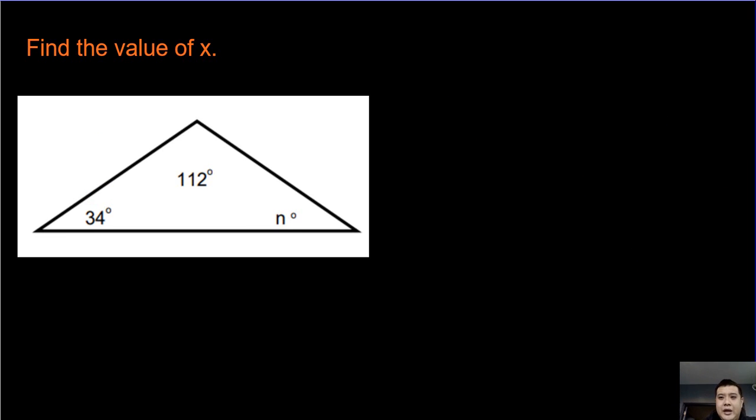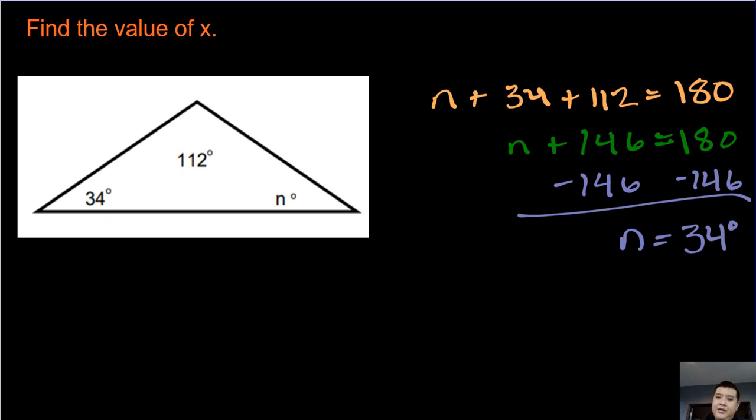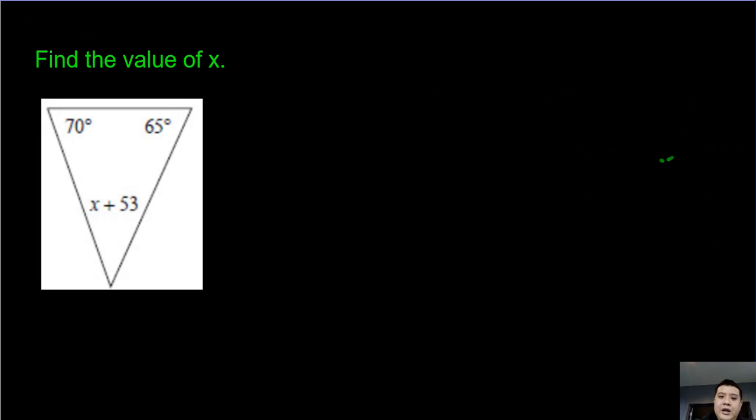Go ahead and try this one out on your own. What you should have found is that n equals 34. So this angle is 34 degrees, because both of these two angles add up to 146. 180 minus 146 is 34. Here we're not asked to find this angle, but we're asked to find the value of x. Go ahead and try this one out on your own.